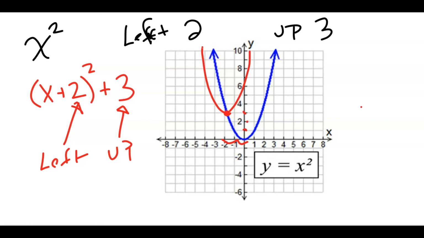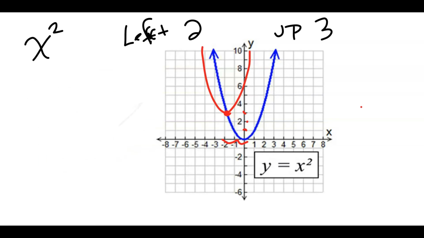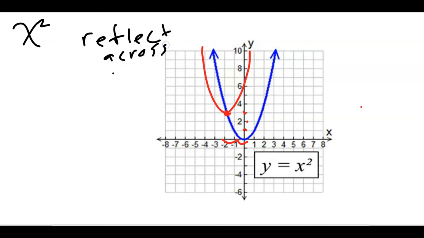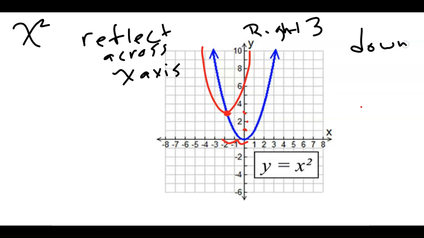Okay, and the most complicated problem out there you would see would just be changing all 3 terms. Let's say that I had my parent function x squared and I wanted to reflect it across x, and I wanted to move it to the right 3, and then I also wanted to move it down 2 spaces.